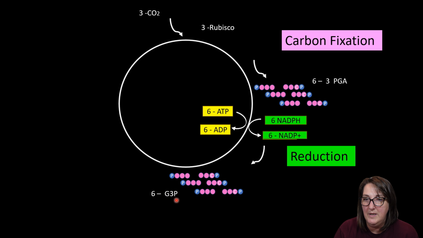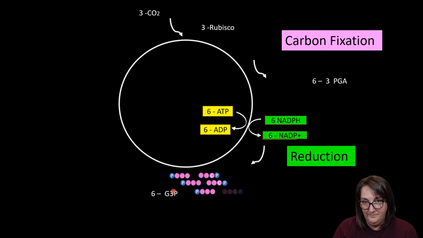So I'm going to have 6 NADPHs and 6 ATPs to make this change into what we call G3P. We call this a reduction because remember, Leo the lion says grr. When you lose electrons, you oxidize. You gain electrons, you reduce. So I am gaining electrons here, so I am reducing 3-PGA to G3P. So now I'm going to look at these molecules here.